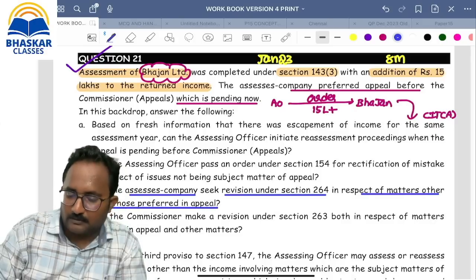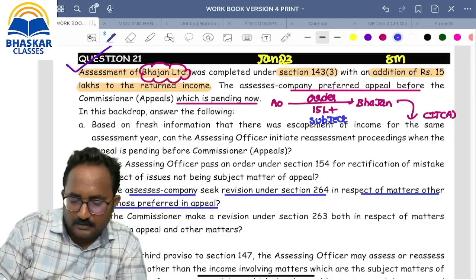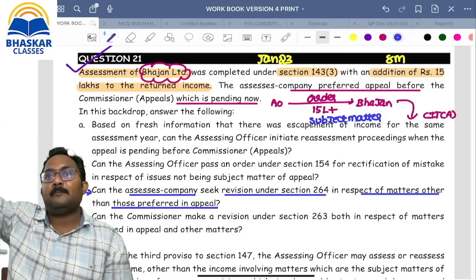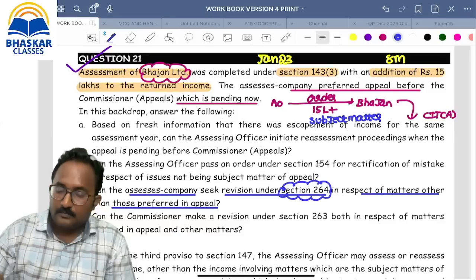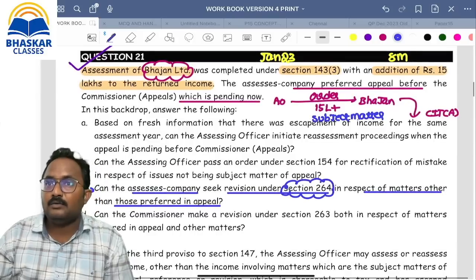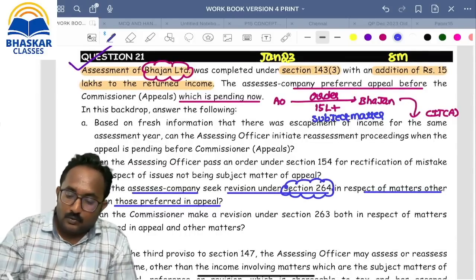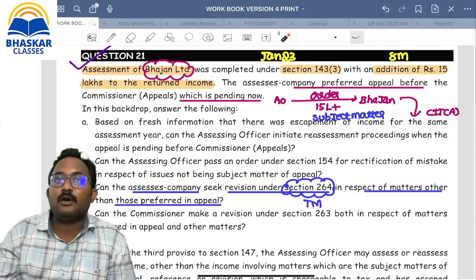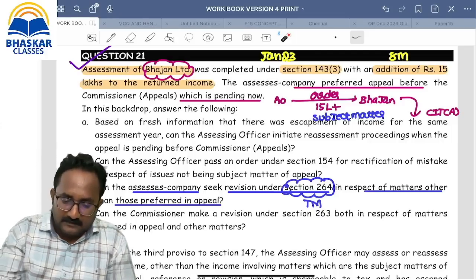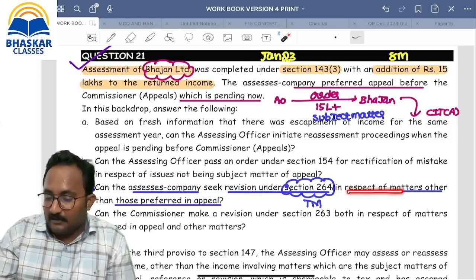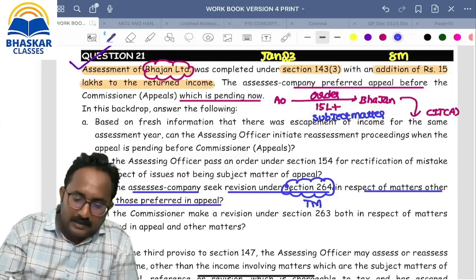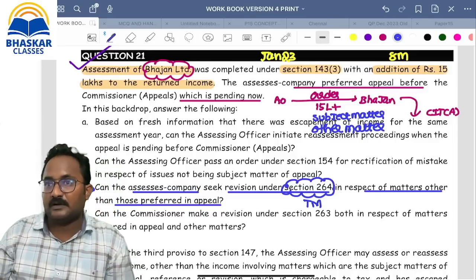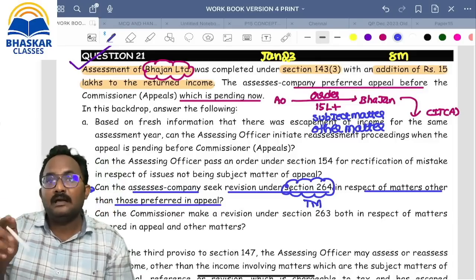That means what? The subject matter is 15 lakh. Then the SSC company wants to make an application for revision under section 264 with respect to other matters. Can it do so? No. Why? 264 means total merger. Already the appeal is pending, so we can't go for revision. The company wants to revise the other matters by using section 264, but they can't, because these two are mutually exclusive. Our answer is no.